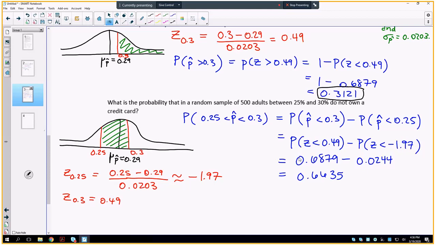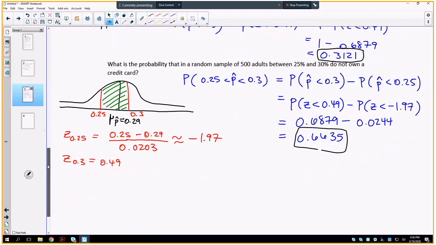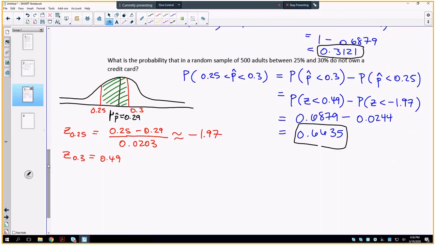Which answers my question. The probability that in a random sample of 500 adults, between 25% and 30% don't own a credit card is 66.35%, or 0.6635. All right.